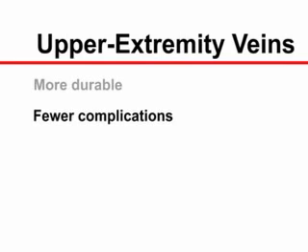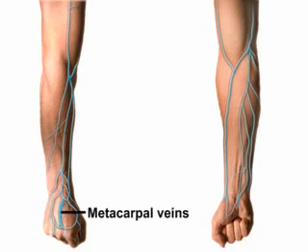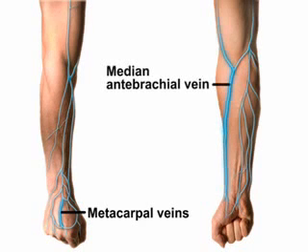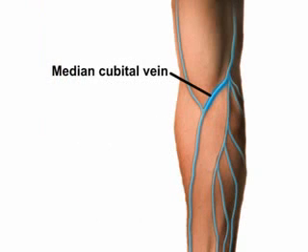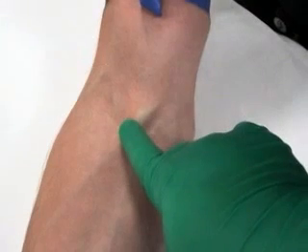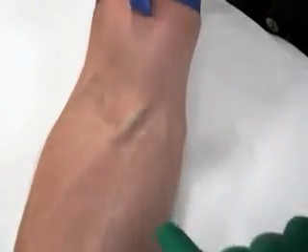with lower extremity veins. The preferred cannulation sites are the veins of the forearm, particularly the metacarpal veins on the dorsal aspect of the hand, the median antebrachial vein, the cephalic vein, and the basilic vein. The median cubital vein, which crosses the antecubital fossa, is frequently cannulated in acute situations, as it accommodates large bore catheters and may be easier to cannulate.